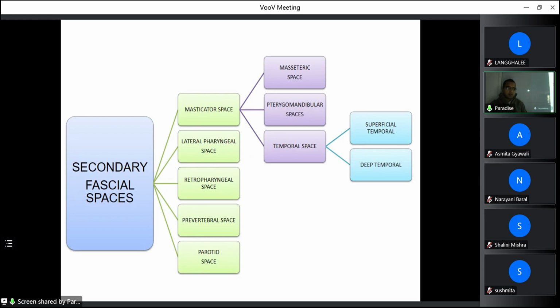Lateral pharyngeal space is present on the lateral side of the pharynx. It is present between the medial pterygoid muscle and superior and middle pharyngeal constrictor muscles. Posteriorly, it is continuous with the retropharyngeal space, and anteriorly, it is continuous with buccal space.